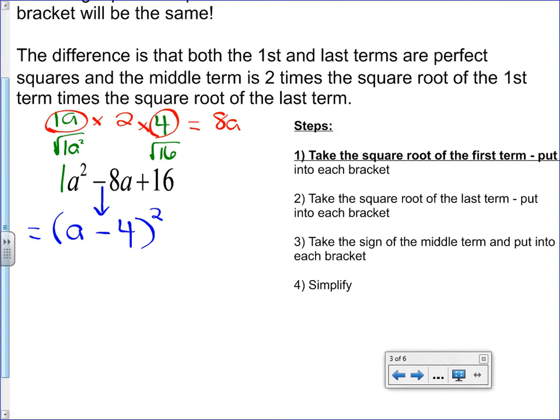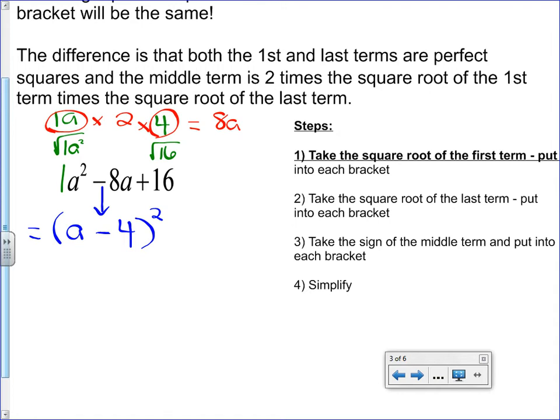Take the square root of the first term, which is 1a, put it in the bracket. Take the square root of the last term, which is 4, put it in the bracket, carry down the sign in the middle. This is our trick. You missed the first part. If I were to do decomposition, I would have gotten a minus 4, a minus 4. So I can just go to this step.